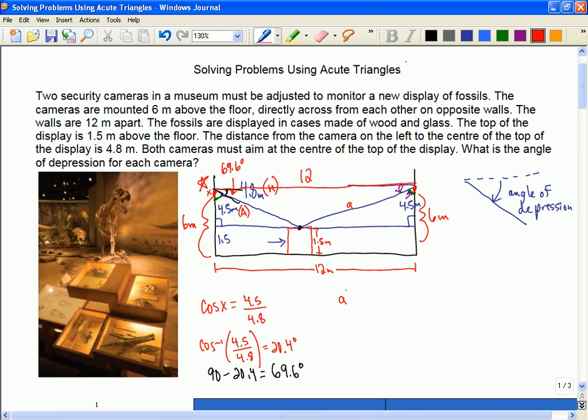So I've got A squared is 4.8 squared plus 12 squared minus 2 times 4.8 times 12 times the cosine of 69.6 degrees. So, James, what did you end up getting for A? 11.26? Okay. Yeah, now we could do sine law. We have enough pieces. We could also just use this right triangle here.